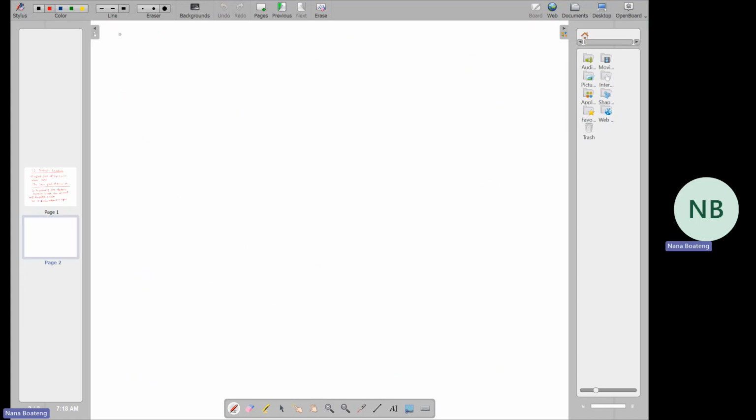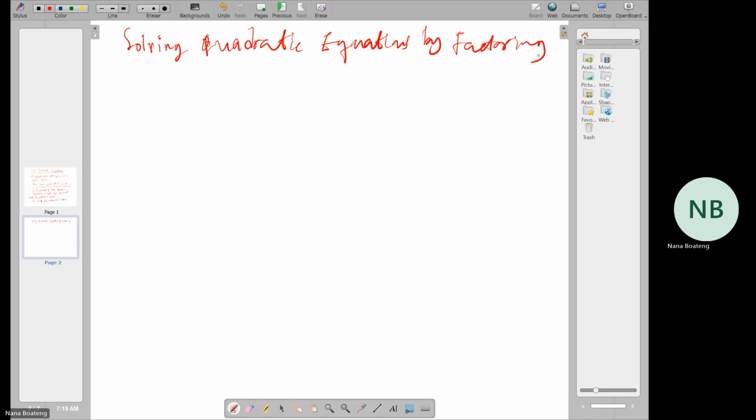So example 1. First of all, let's look at solving quadratic equations by factoring. Then we'll use an example to explain this one. So solving quadratic equations by factoring. All right, so let's use an example to explain. So example 1.